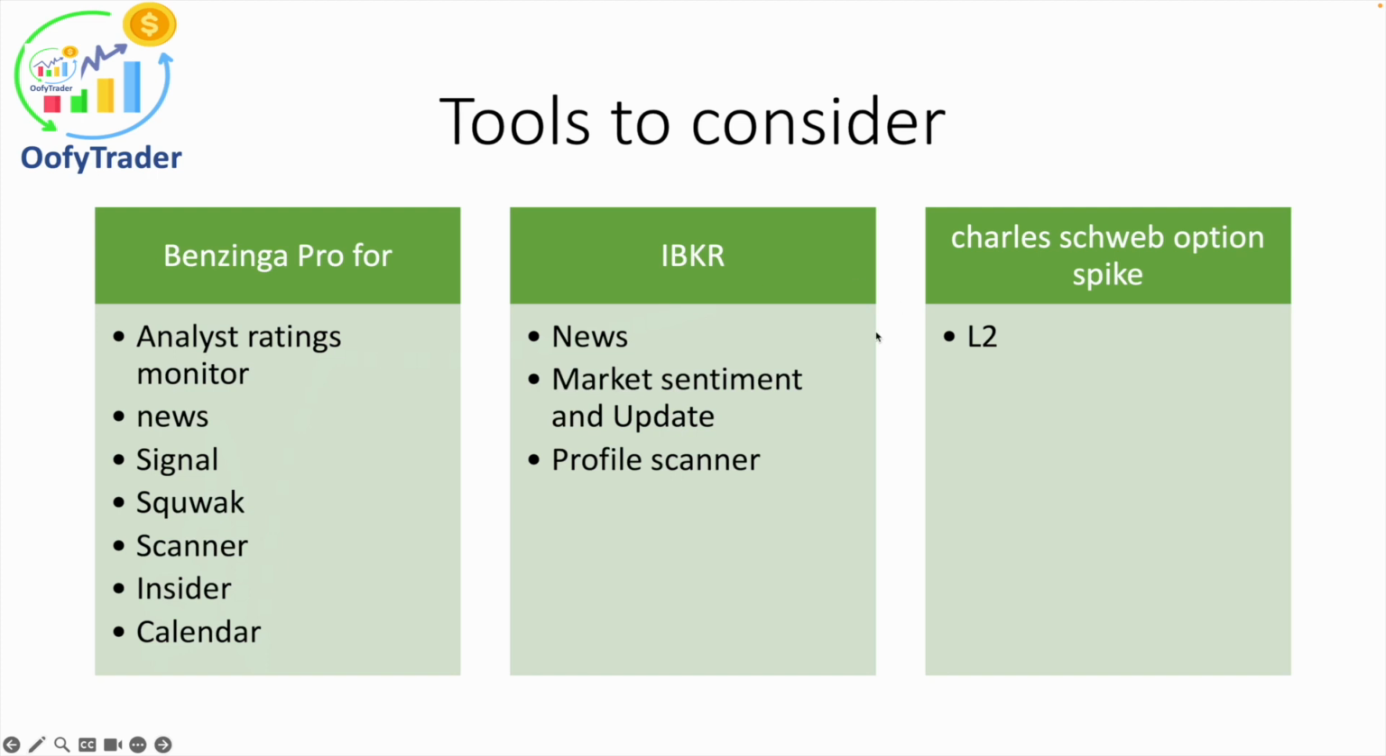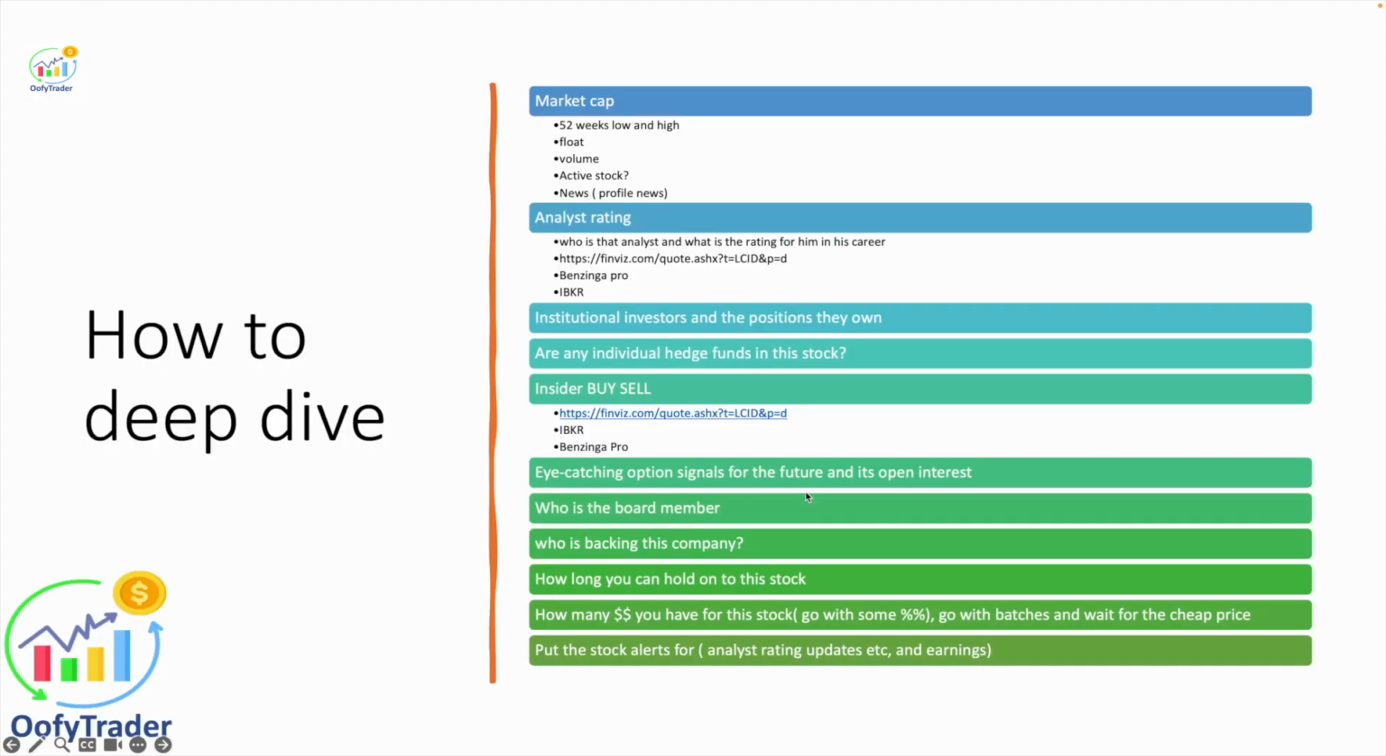One is Interactive Brokers, which is very good. I have a 7 screen setup which I enjoy. A few of the important things I look at are news, market sentiment and updates, and the profile scanner. And then I use the Thinkorswim platform heavily, and that helped a lot to understand. So let's get into that. This is how I'm planning to go for a deep dive. So let's focus on that.